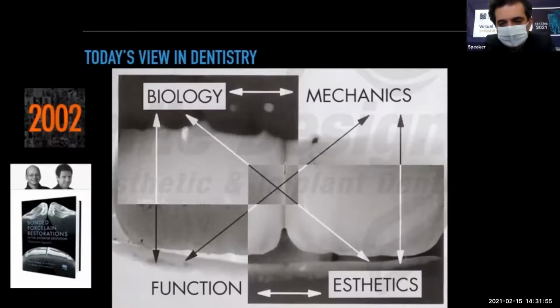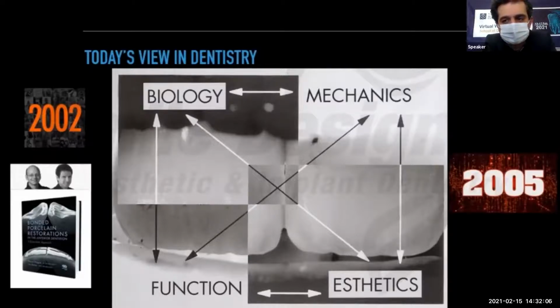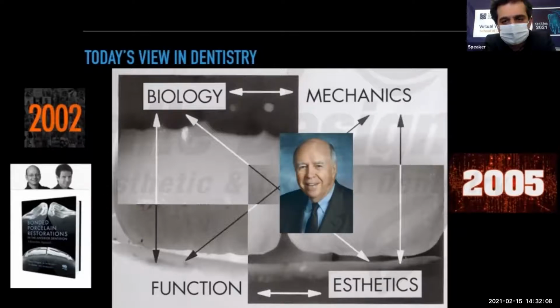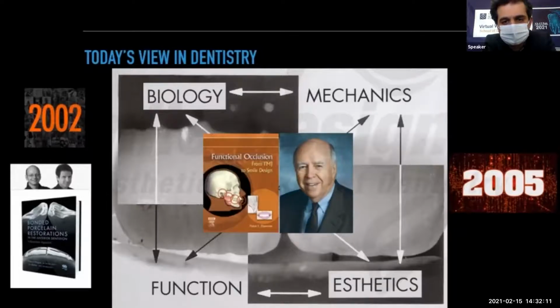The three principles of dentistry interact with each other and also interact with biology. After that, in 2005, Dawson published his book with this title, Functional Occlusion from TMJ to Smile Design. This title confirmed the biologic view. A stable occlusion and healthy TMJ indicate the correct biologic principles, while a smile design or beautiful smile is a result of healthy biology.